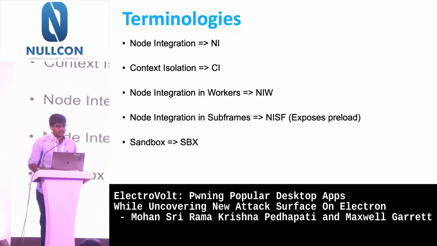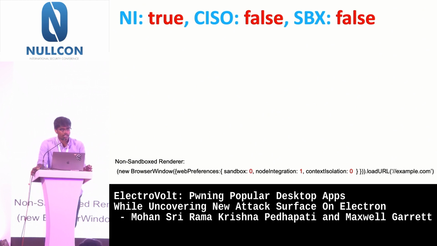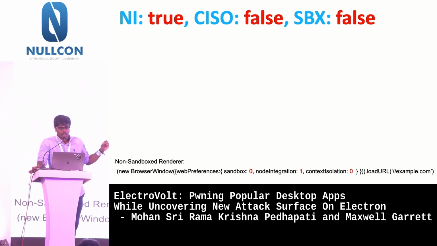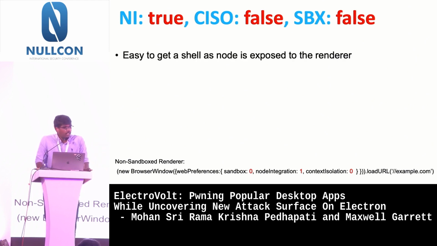To make slides neater, let's use these terminologies. Okay, let's see our first case study. So assume an Electron application using the node web preferences, where node integration is true, context isolation is false, and sandbox is false, which means it is the least restrictive web preference, which means XSS is equal to RCE. It is a bad Electron application because it is very easy to get a shell, as node is exposed in the renderer and it is not sandboxed.